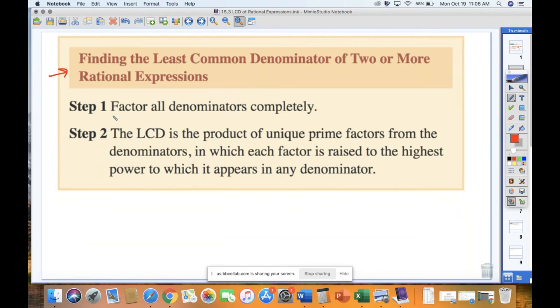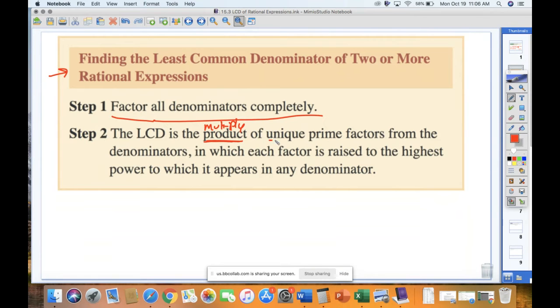For step one, it just says factor all denominators. We're going to factor, and that's the step one of all the stuff we've seen so far with rational expressions. Let's factor first and then do something else. Once we factor, we do something else. Now, step two, to find the least common denominator, we're going to find the product, which means multiply.